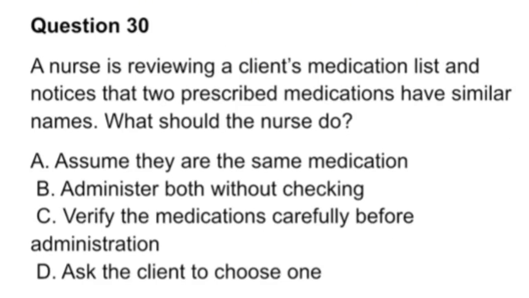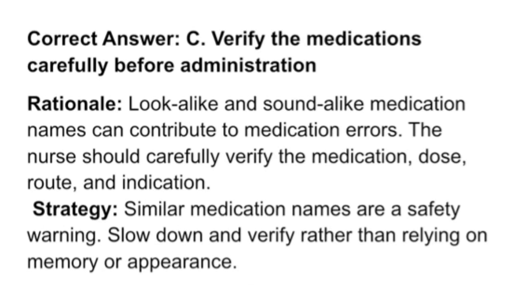Question 30. A nurse is reviewing a client's medication list and notices that two prescribed medications have similar names. What should the nurse do? A. Assume they are the same medication. B. Administer both without checking. C. Verify the medications carefully before administration. D. Ask the client to choose one. Correct answer: C. Verify the medications carefully before administration.